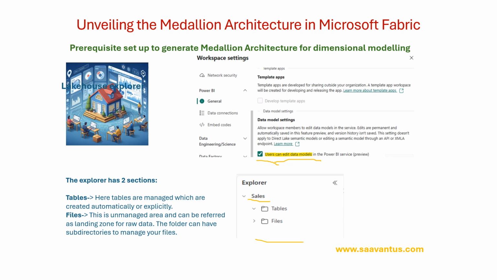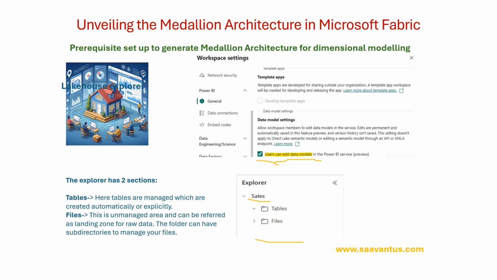In the tables section, we can create all the data tables, and in the files section, we can store all the files, for example, Parquet, CSV, JSON, etc., to save data in the files. There can be multiple files also. Under the files section, we can create subfolders. Under those subfolders, we can create other files.